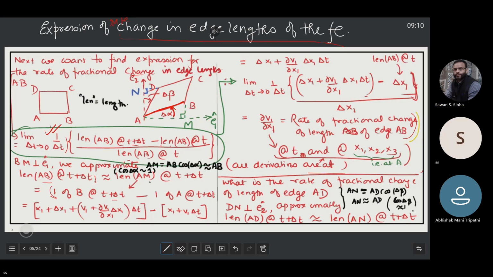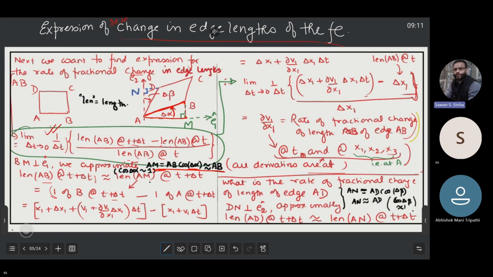So to get these lengths, I dropped a perpendicular from B to the direction of E1, and I call this point of intersection M. And then I approximate AM, this length, to be almost equal to the length AB. Strictly speaking, it is AB times cosine delta alpha, but delta alpha is small in the limit of delta t going to 0, and that's why I approximate this as AB itself.